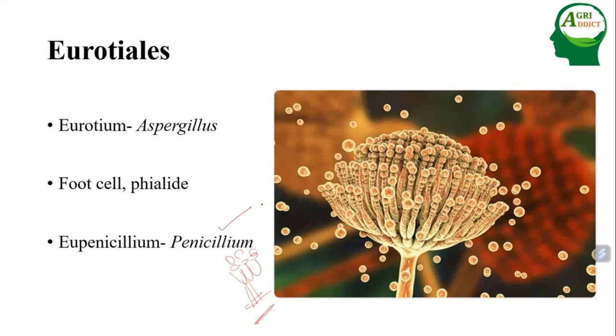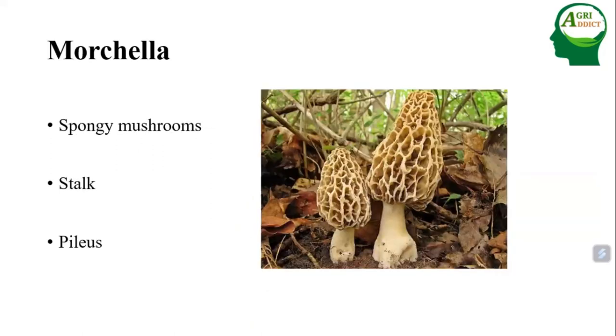And we know that Penicillium will be used in the production of antibiotics such as griseofulvin, which comes from the Penicillium griseofulvum, which is used against the diseases of skin, nail, and hairs. So this comes under Eurotiales. Morels are the spongy mushrooms.